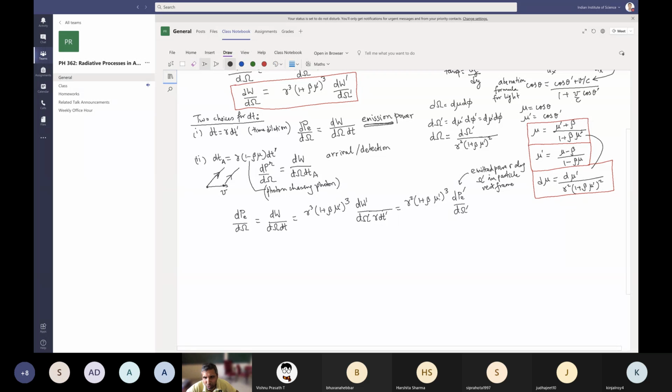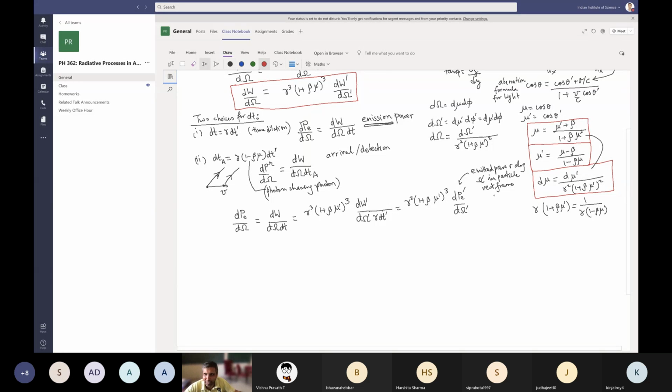So this is how this transforms, and we can write mu prime in terms of mu, the angle measured in the lab frame. How do we do that? These things are easy to do actually. Let me show another useful identity: gamma times (1 plus beta mu prime) is equal to 1 by gamma times (1 minus beta mu).